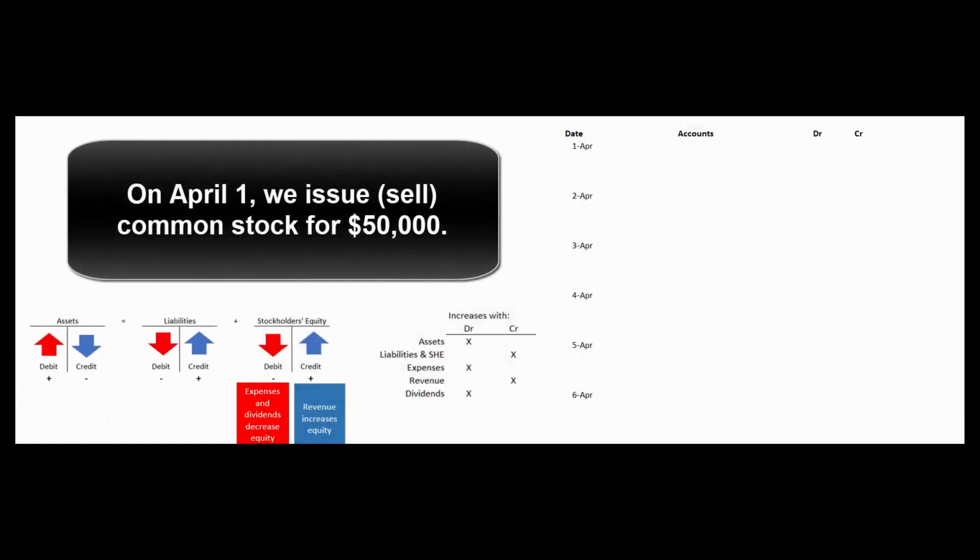First transaction: the company issues common stock for $50,000. In this case, issues means sells. So we're selling equity in our business for $50,000. What's happening to cash? Cash is an asset. It's going up, so we're going to debit cash. And shareholders' equity is going up, so we're going to credit common stock. Notice the dollar amounts of debits equal the dollar amounts of credits.